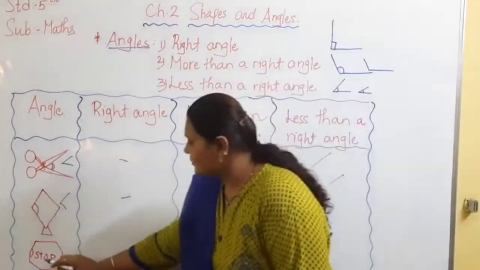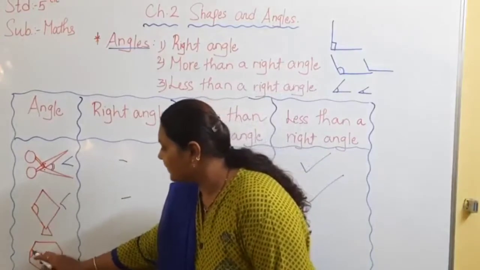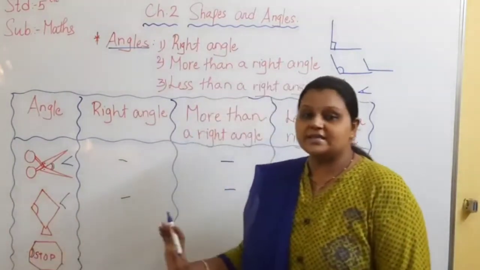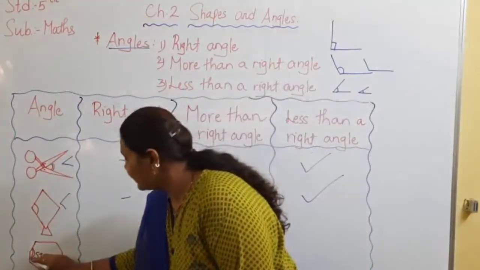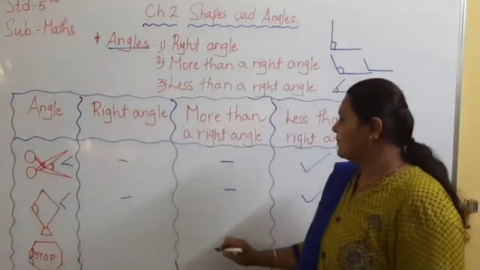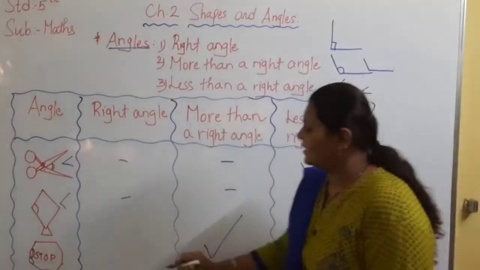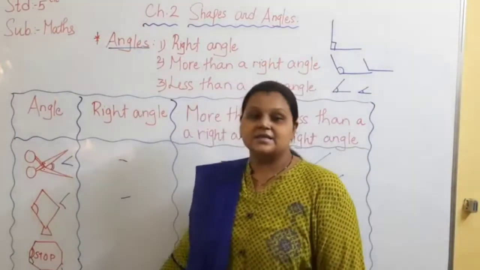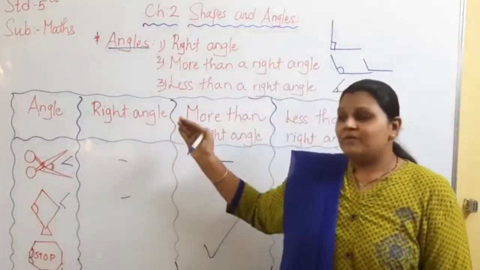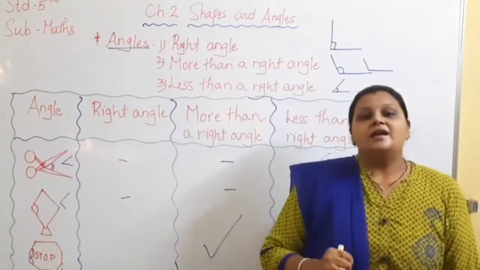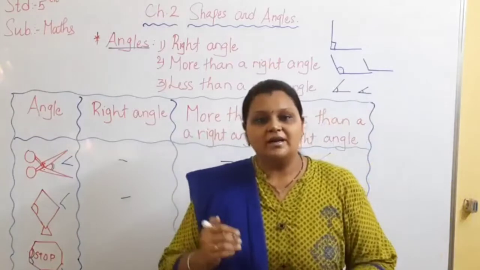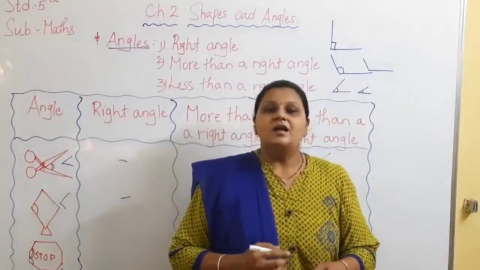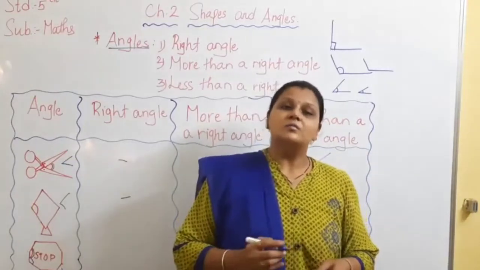Now the next picture is like this. If here is the position, it will look less than, but if I take this angle, it will be more than a right angle because the shape of the angle is somewhat like this. Okay, so you can find different things and the angles formed in them, and you can decide whether the angle is a right angle, less than a right angle, or more than a right angle.